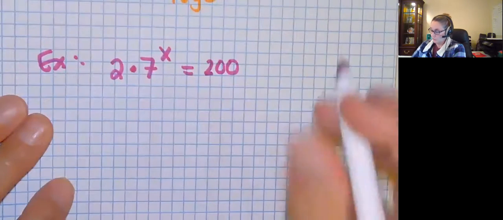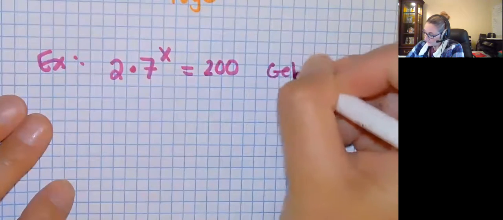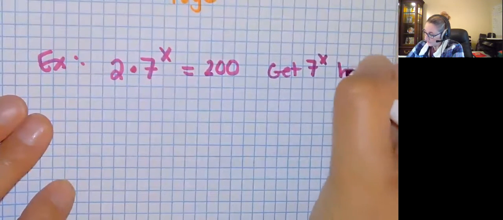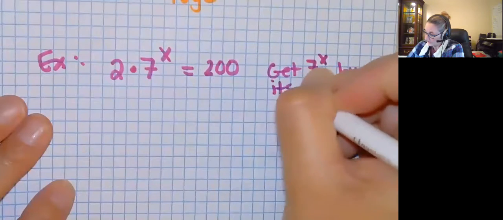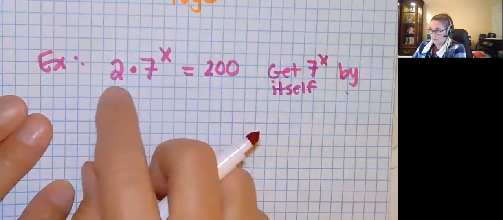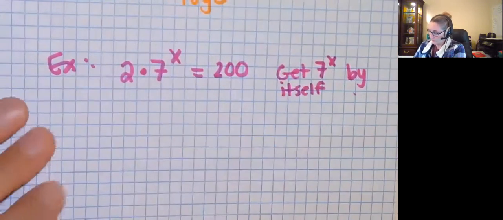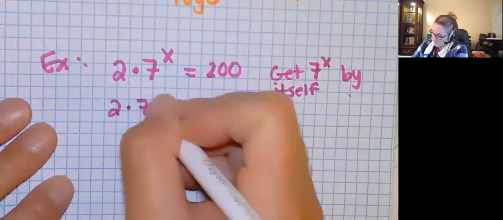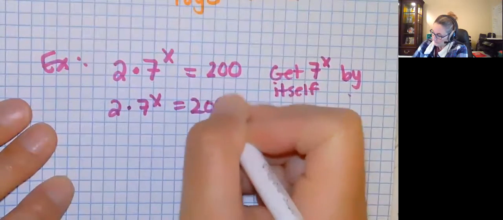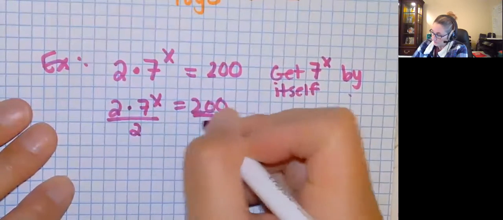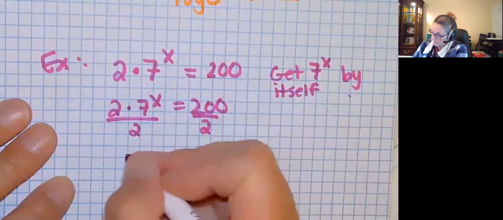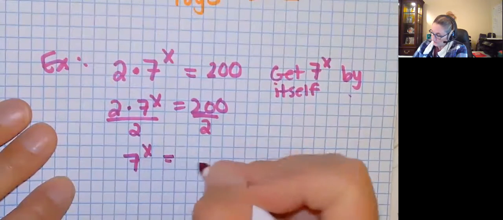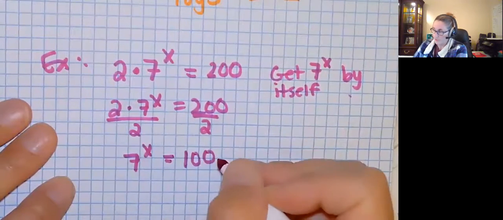Now, before you do anything, you want to get 7 to the x by itself. So I'm going to divide this side by 2, and I'm going to divide this side by 2. So let me just write this again. I'm dividing this by 2, I'm dividing this by 2. And when I do, I get 7 to the x is equal to 100.